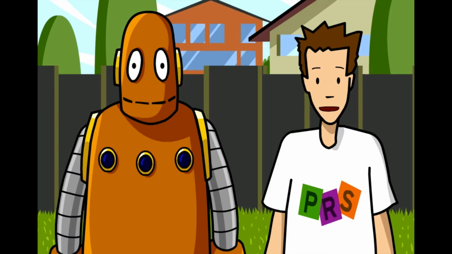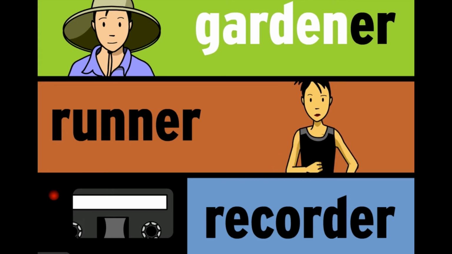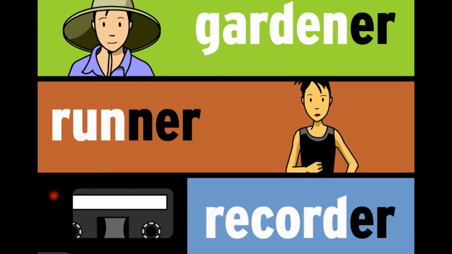Thinking of a bunch of words that contain the same prefix or suffix can help you figure out its meaning. Well, let's think of some words that end in er. Gardener, runner, recorder. A gardener is someone who gardens. A runner is someone who runs. A recorder is a machine that records things. So I guess when a verb has er at the end, it's describing someone or something that performs the verb's action.